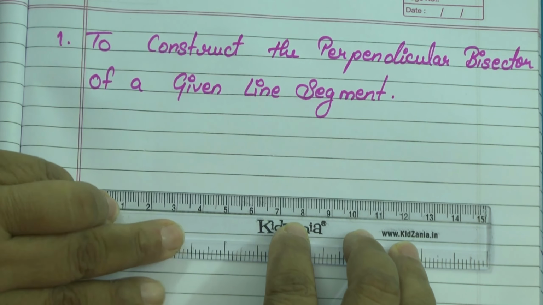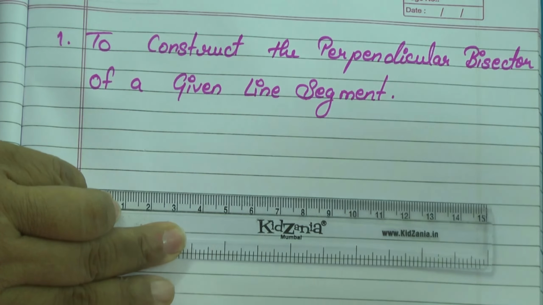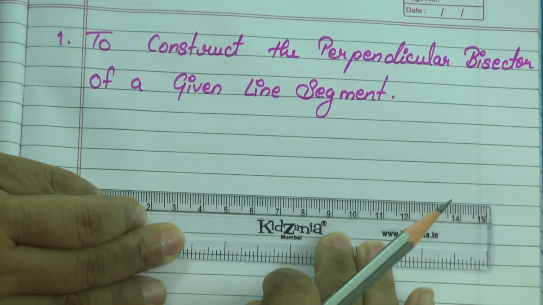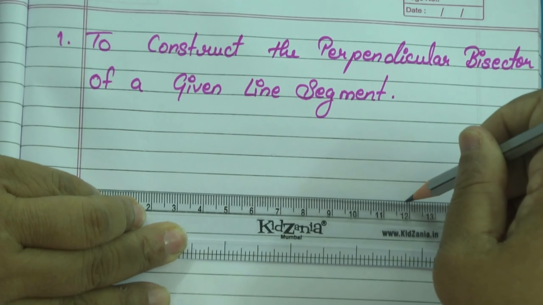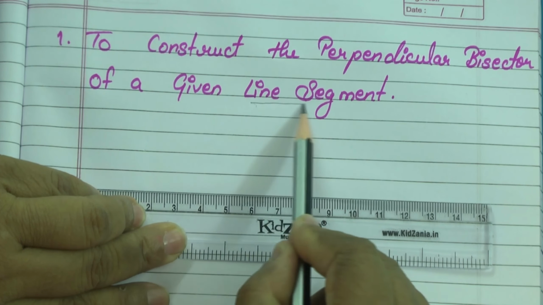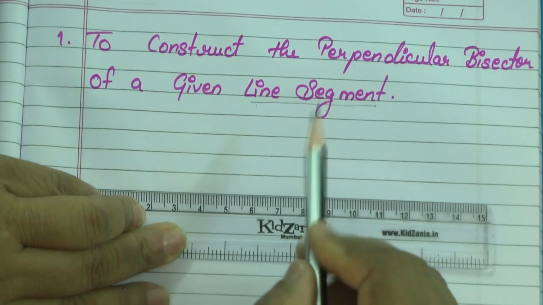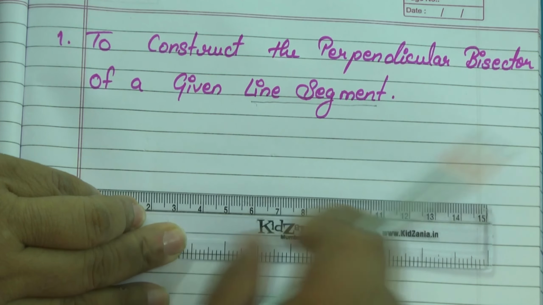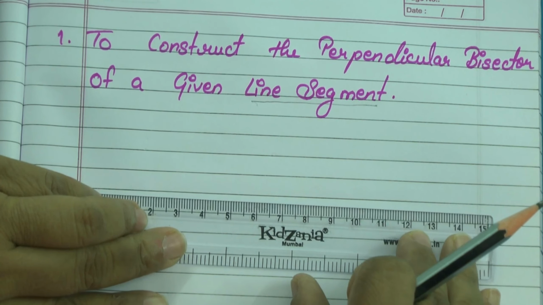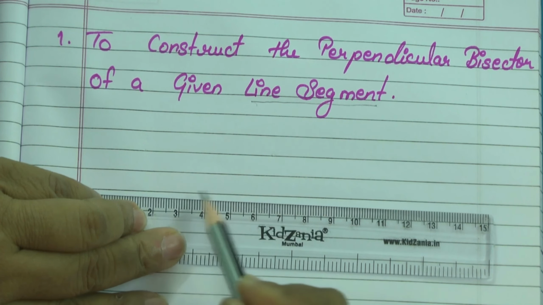So take the scale and take a pencil exactly on the line. Draw a line. Here I have given line segment. Line segment means we have to take some measurement on this line which I have drawn. You can't see the line which I have drawn. I have drawn on the ruled paper itself.